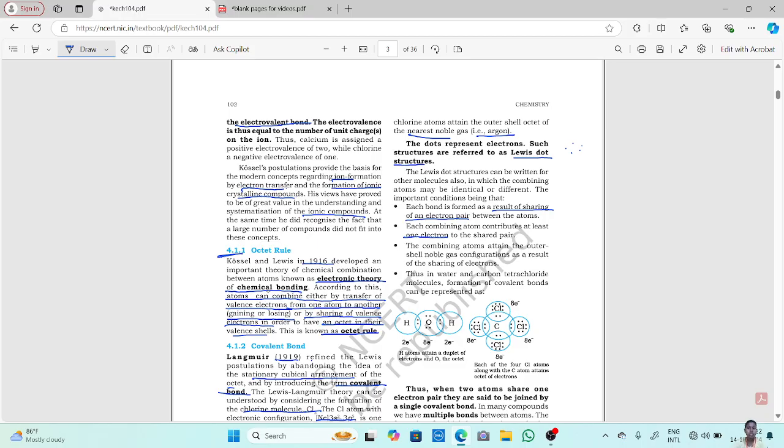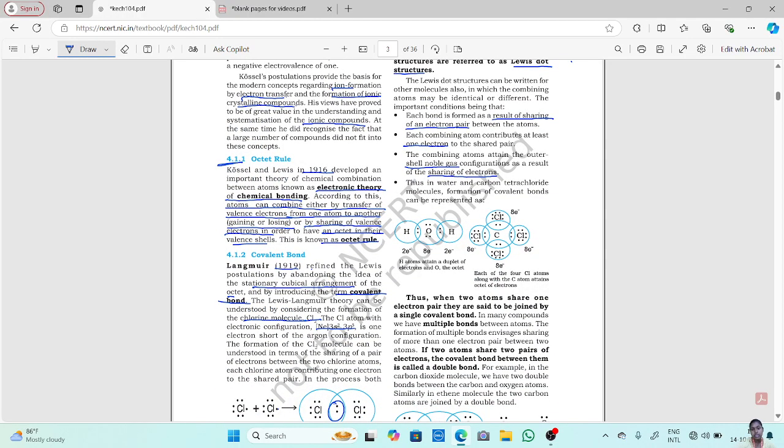Now here the combining atoms should attain the outer shell noble gas configuration as a result of the sharing of electrons. Thus, in the water and carbon tetrachloride molecules, the formation of covalent bonds can be represented as follows.